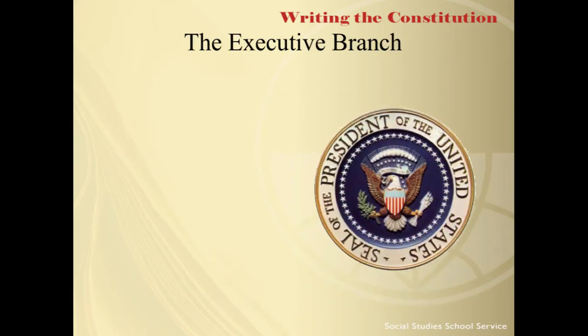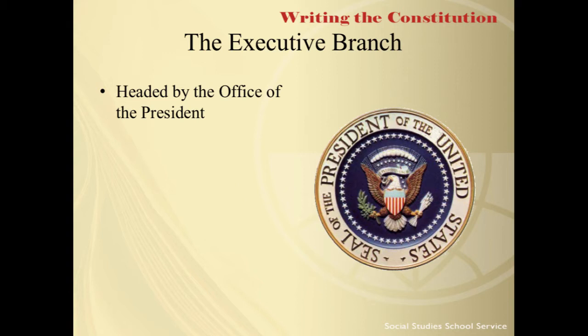Let's look specifically at each branch. Let's look first at the executive branch. This is headed by the office of the president. So to ensure that the nation's laws get effectively carried out, the framers of the Constitution created a strong executive branch. This is, again, headed by the office of the President of the United States. Currently, your president is Barack Obama. He will be leaving office January 20th, and Donald Trump will be sworn in as your next president.